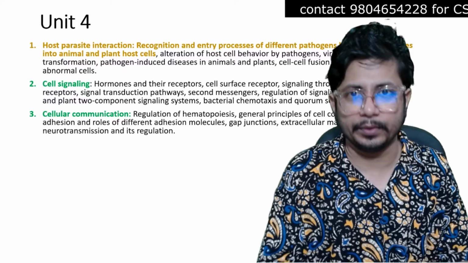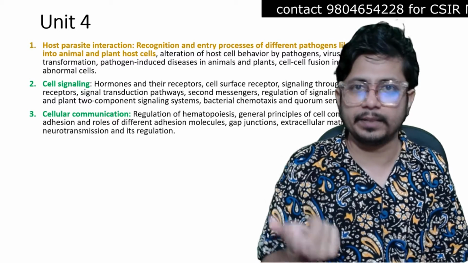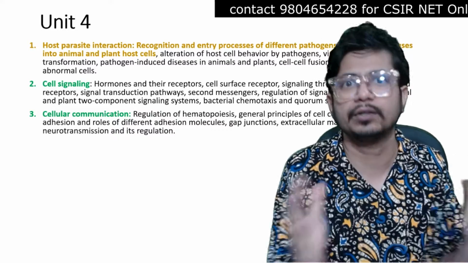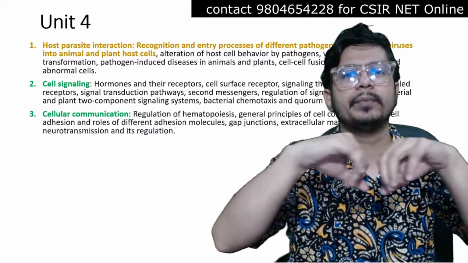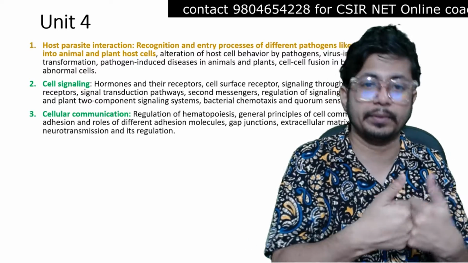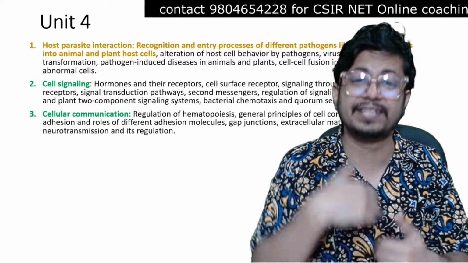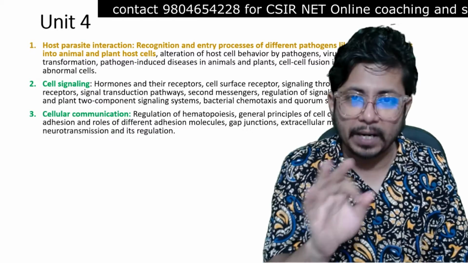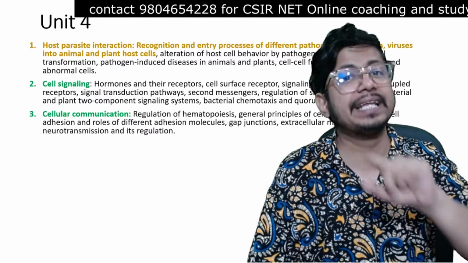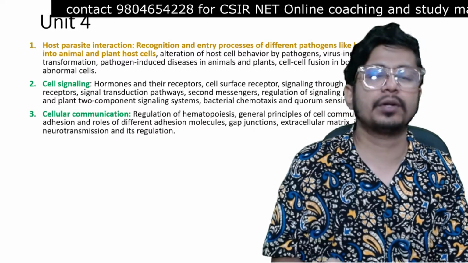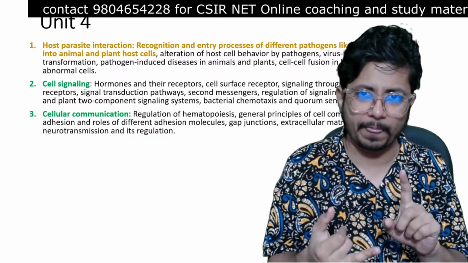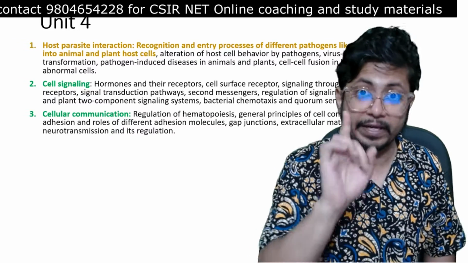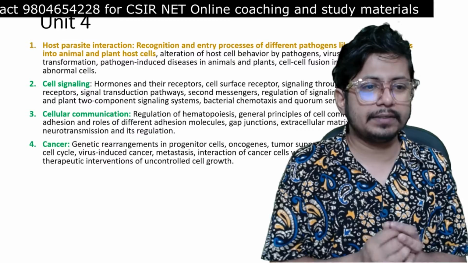Next is cellular communication. Regulation of hematopoiesis is important, and cellular communication means intercellular communication: how two cells communicate with themselves. Eukaryotic cells communicate with themselves, and there are gap junctions, tight junctions, extracellular matrix structures, integrins, neurotransmission. This part is also equally very, very important. In every single CSIR NET question paper, you're going to find a question from gap junction, tight junction, desmosomes, hemidesmosomes, integrins. Very, very important topic.